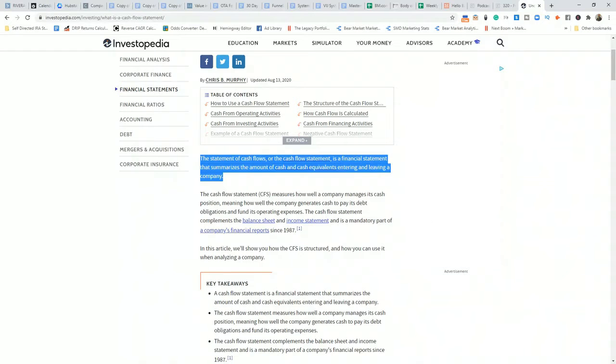So this is more straightforward, frankly, than most of the definitions I share on Investopedia of the book definition of what these things mean. But still, what does that mean? Essentially, the cash flow statement shows the cash running through your business, what you start with, what you end with, and how you got to that point. That's what the cash flow statement shows.